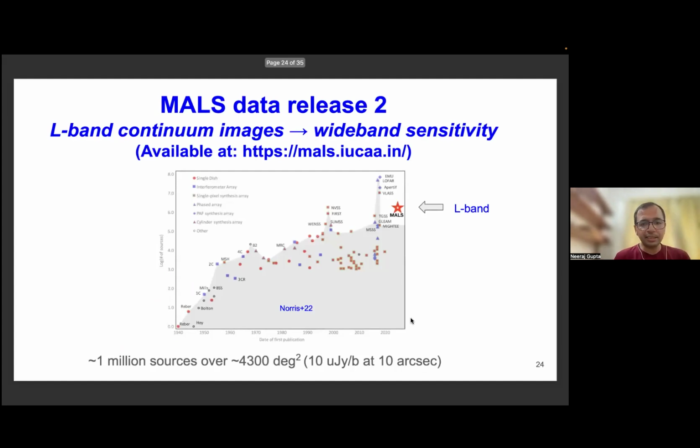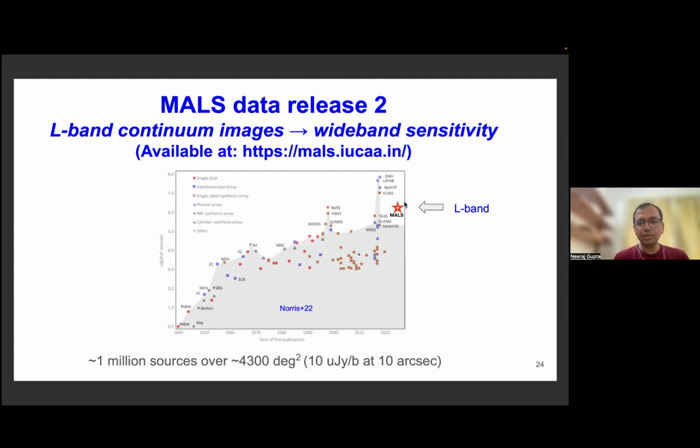And this slide shows how different radio surveys have progressed, starting from 1940 and Grote Reber's first observations. Then if we go towards the right, we have all these different large surveys which are targeted to do much deeper, much larger radio continuum imaging of the sky, like EMU, LOFAR surveys, and VLASS running on VLA, and then the TGSS GMRT survey at 150 megahertz, completed on GMRT. So this is where MALS sits.